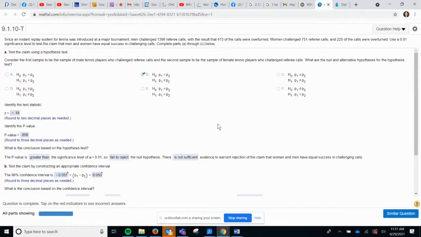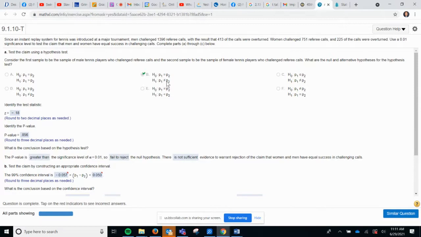So since an instant replay system for tennis was introduced at a major tournament, men challenged 1,396 referee calls with the result that 413 were overturned. Women, 751 with 225. Use a 0.1 significance level to test the claim that men and women have equal success in challenging calls. So the null hypothesis you got correct is that they're equal. The alternative is that they're not equal.